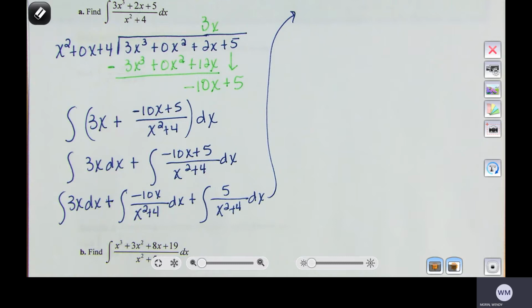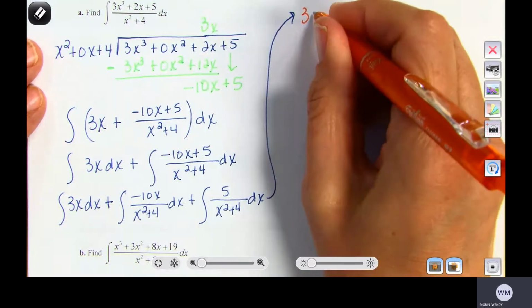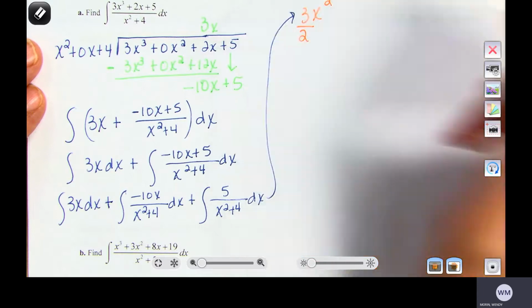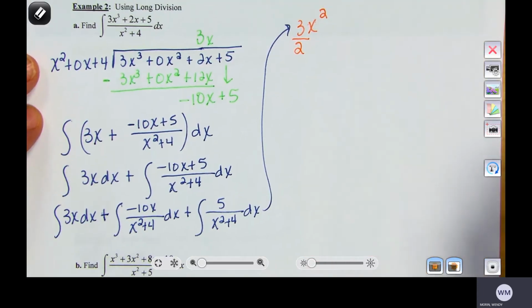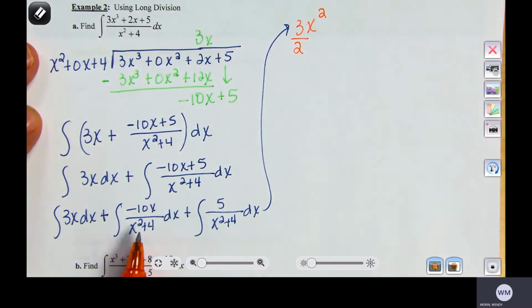Okay, so let's start with the first one. What color do I want to go with here? How about some orange? Let's start with this one. Integrate this. Add one to the exponent, divide by your new exponent. Okay? I'm going to do the plus c, we'll worry about that at the very end. Now let's work on this one.